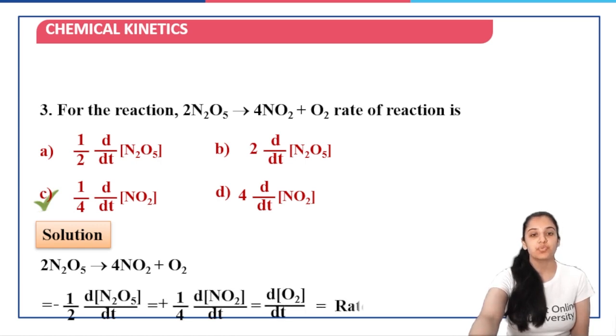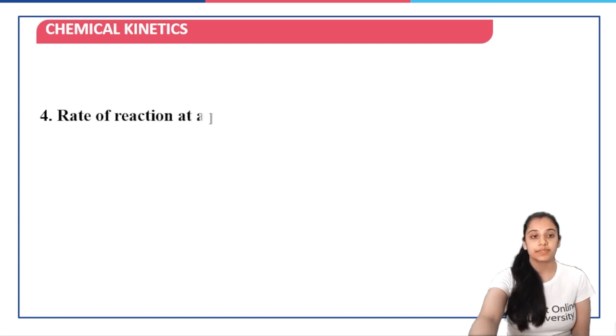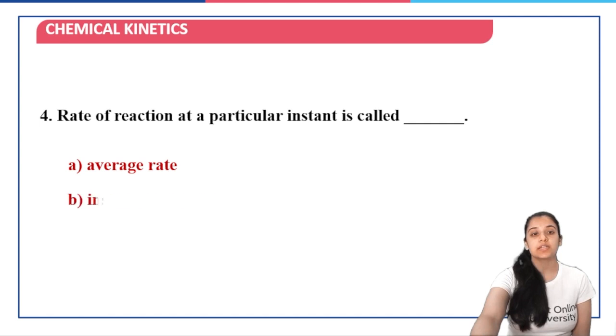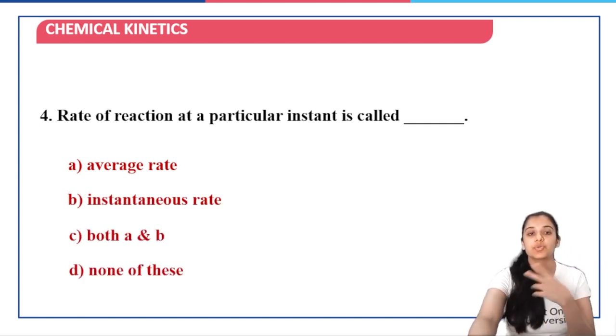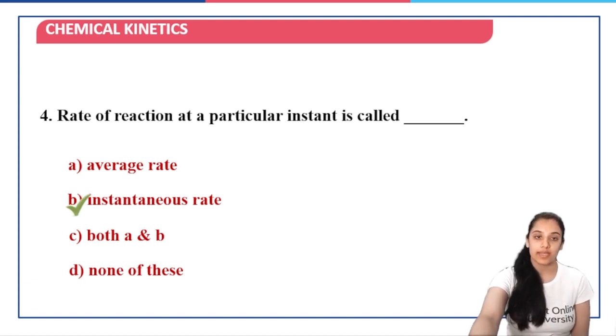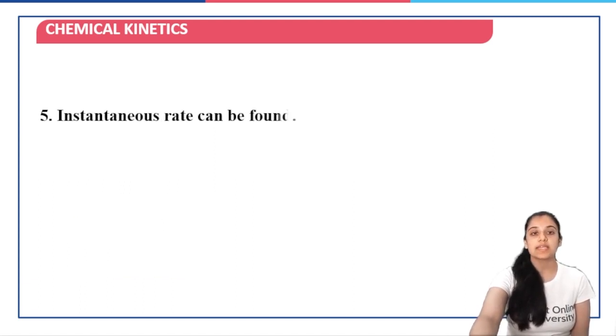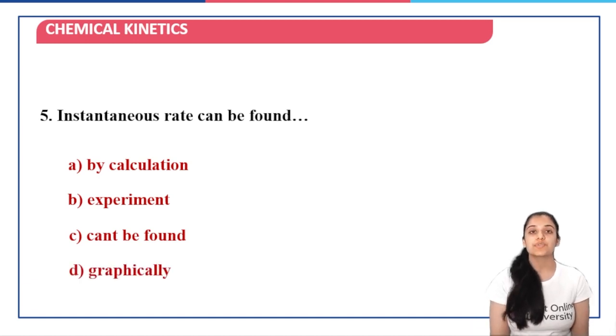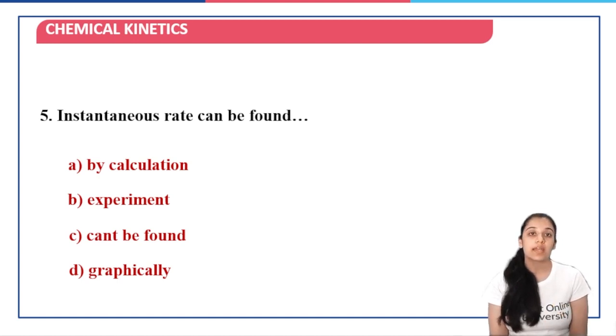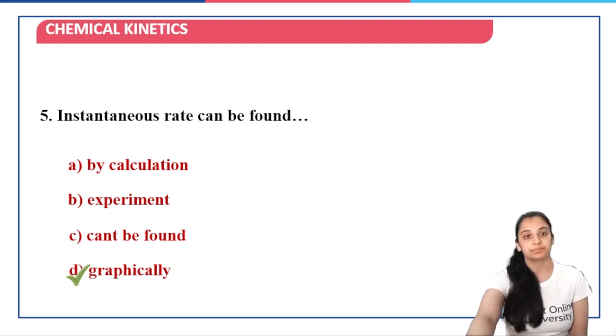This is the explanation, which I don't think I need to repeat. The rate of a reaction at a particular instant is called, clear from the question itself, particular instant. So instantaneous reaction rate. Last question is, instantaneous rate can be found by calculation, experiment, can't be found, graphically. So we have seen that instantaneous rate can be found from the slope of the graph. So graphically, option D is the right answer.